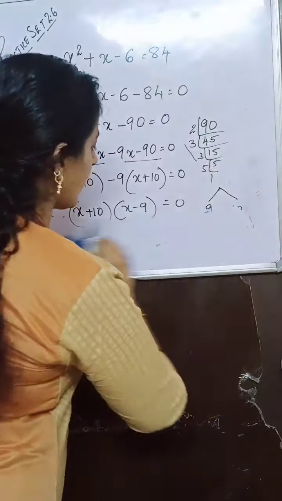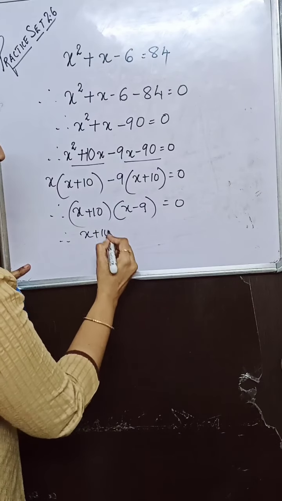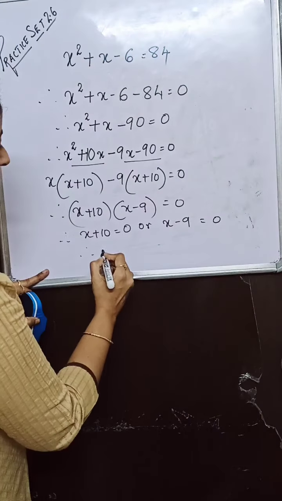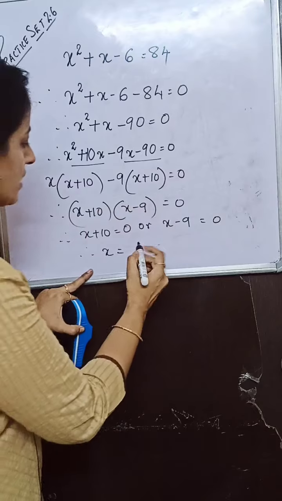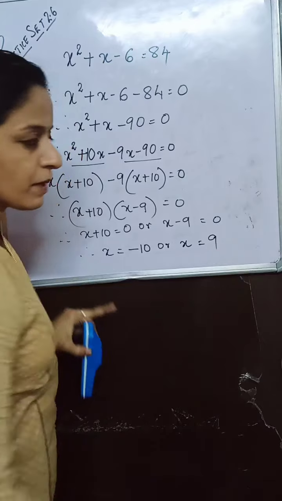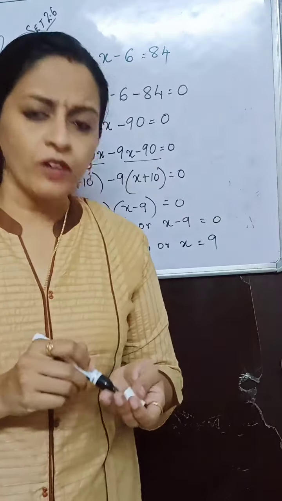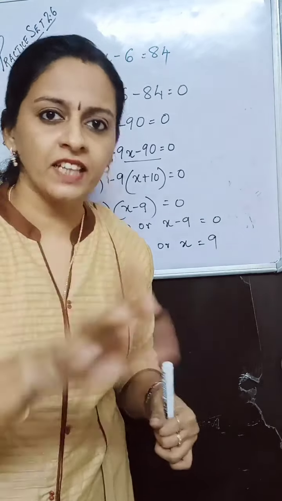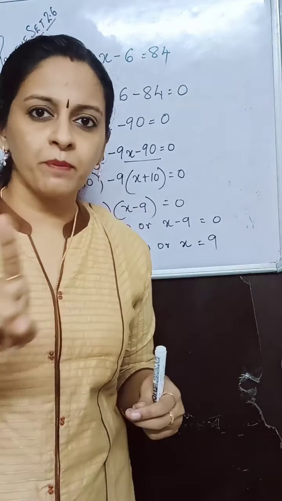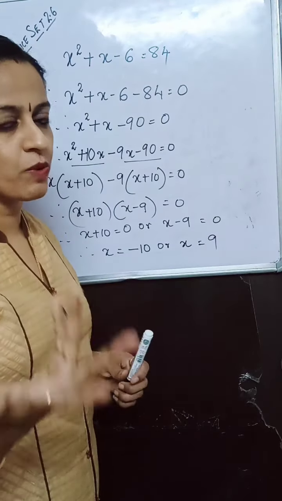So, what is the answer? Therefore, x plus 10 equal to 0 or x minus 9 equal to 0. Therefore, x is equal to plus 10 goes to the other side, it will be minus 10, or here minus 9 goes to the other side, it will become plus 9. Now, what is this x? What we had taken x? x is Pragati's age. Can the age be negative? The age will never be negative. So, out of this, minus 10 we can't take because age will never be negative.